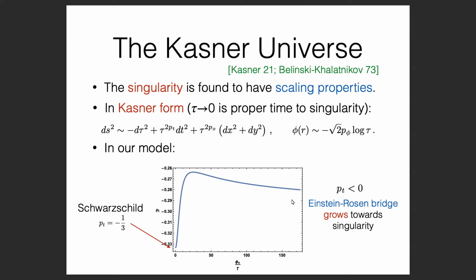With tau the proper time towards the singularity, the metric acquires this form and is characterized by these exponents. It's not the most general case because we have isotropy in these two directions. So the three exponents, the scalar field has this logarithmic running, and these powers, and only one of them is independent. We can take it to be p_t. So for example, in this simple model, for a given deformation strength of the boundary, you get a different power in the hole.